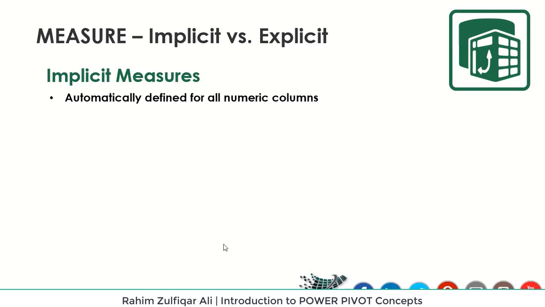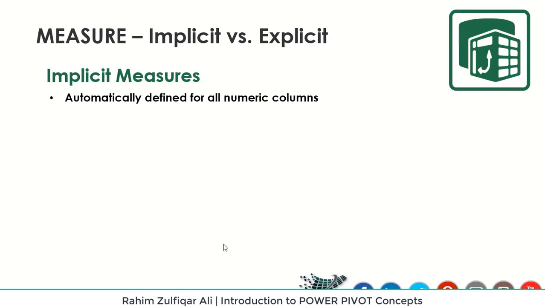Implicit measures. Implicit measures are automatically defined for all numeric columns. Now let's imagine an example. Let's imagine that you have data in Excel and you have selected the entire data and created a pivot table. Now you have some columns in your data set that contain numbers, and as an Excel user you drag those fields into the values area to perform calculations like sum, average, count within the pivot table.